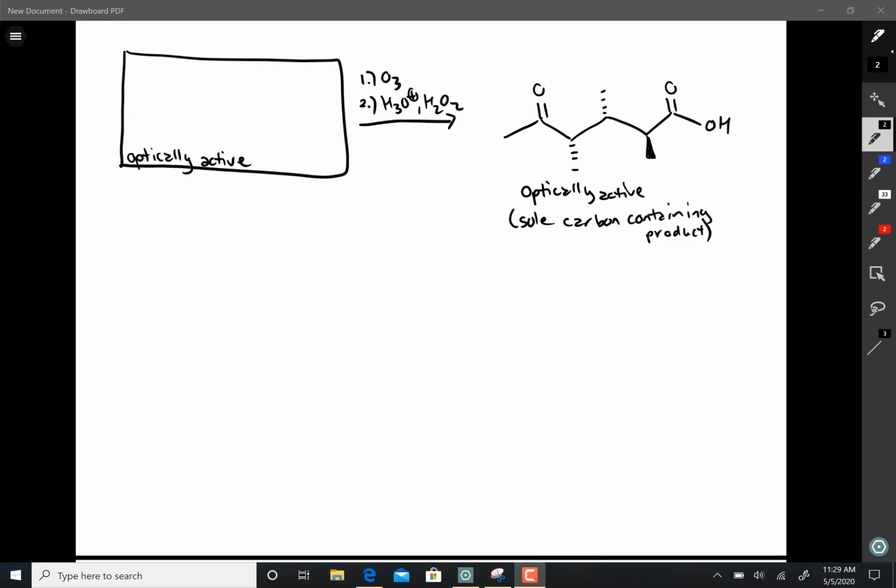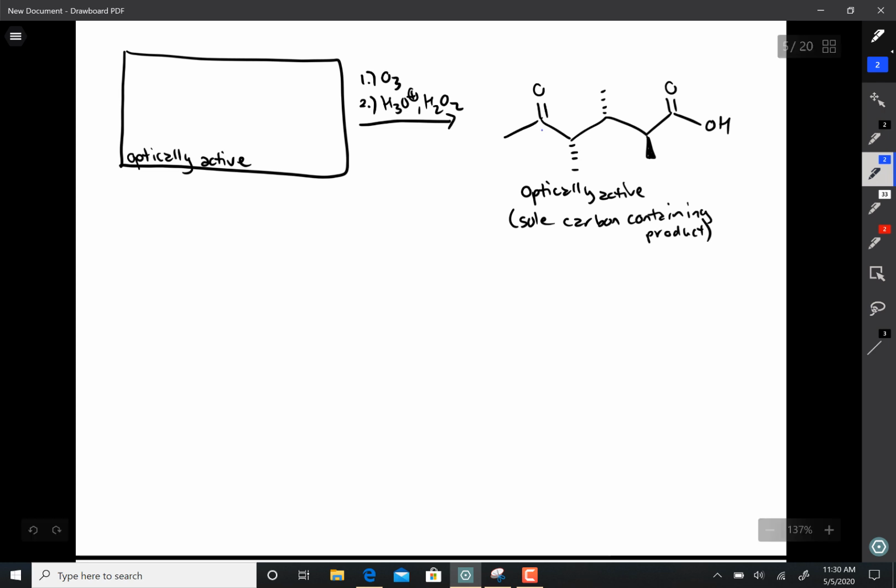Okay, for this reaction, we are doing an ozonolysis followed by an oxidative workup. Ozonolysis basically cleaves alkenes to give carbonyls. And we have two carbonyls here. This is saying it's a sole carbon containing product, so that likely means these two carbonyls were linked.